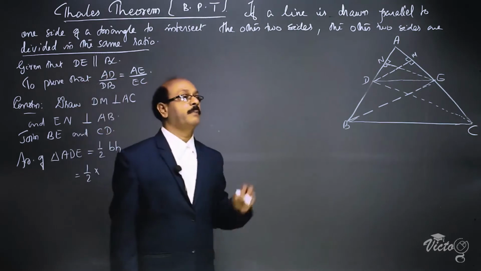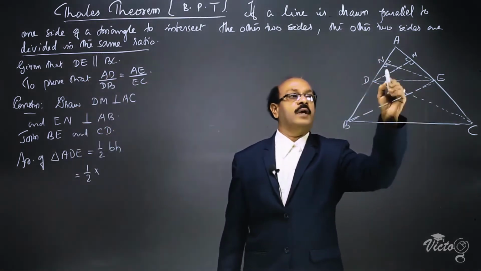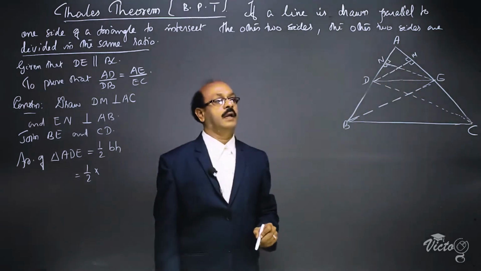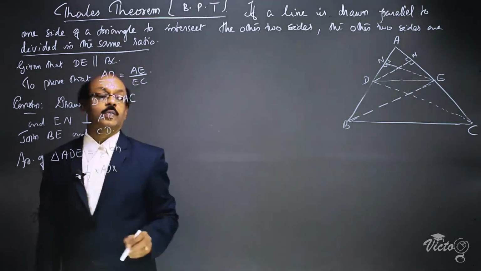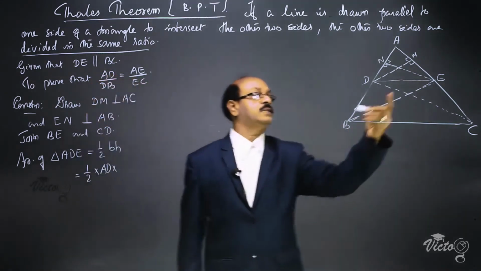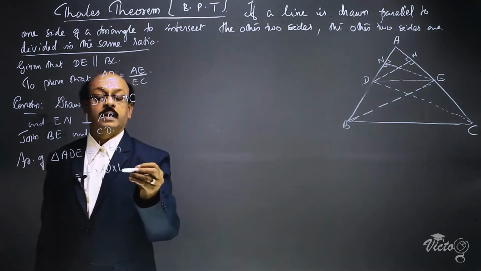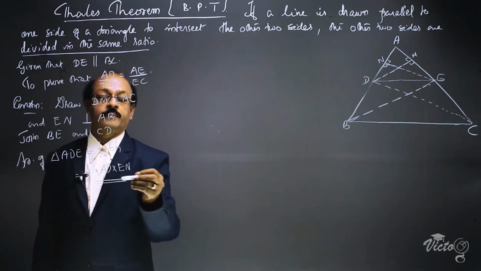Here we are taking the base as AD. In triangle ADE, we are taking AD as the base to find out the area of triangle ADE. Half into AD into altitude. The altitude is EN. Half into AD into EN is the area of triangle ADE.